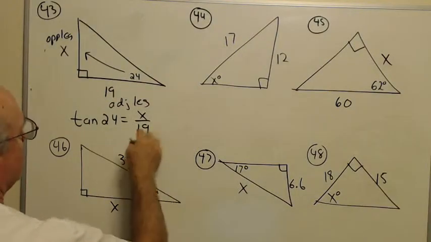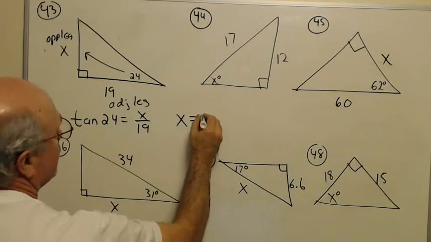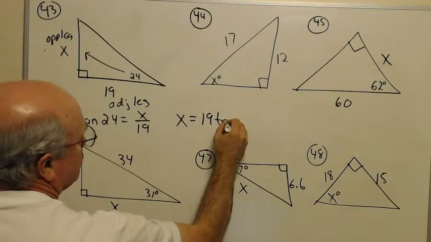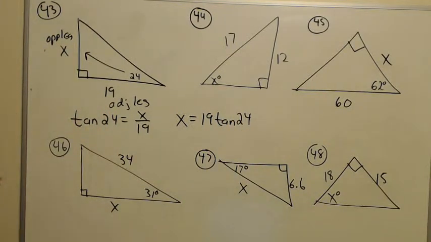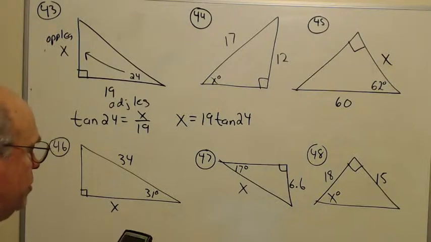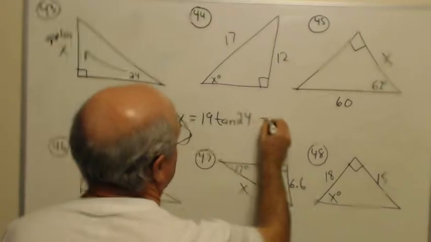And that will give me, when I multiply 19 over, that x is equal to 19 times the tangent of 24. So at that point, we just grab our calculator and type in 19 tan 24, hit enter, and we get to the nearest tenth, which is what the problem asks for. We get 8.5.